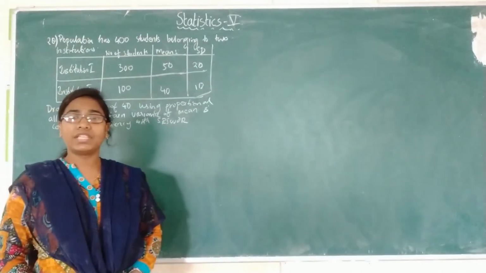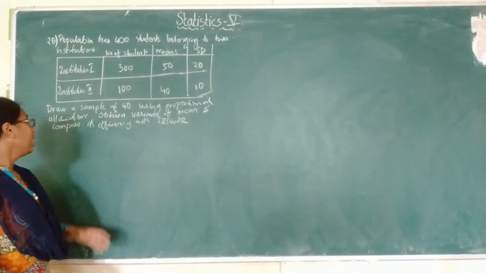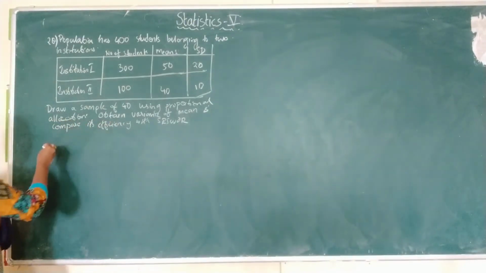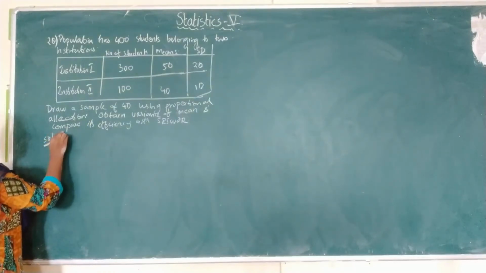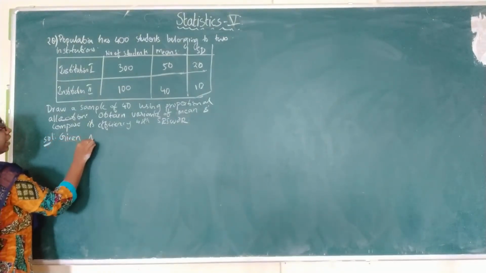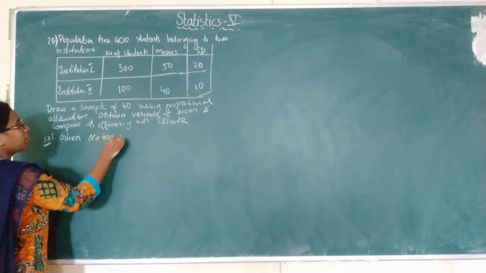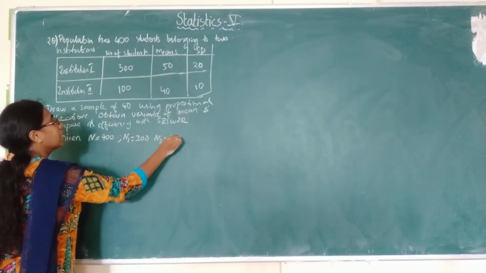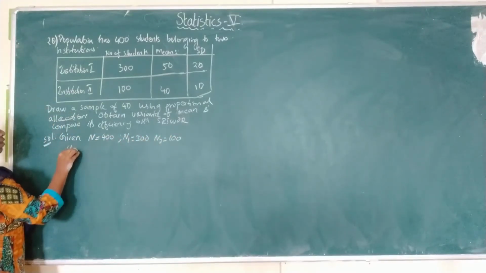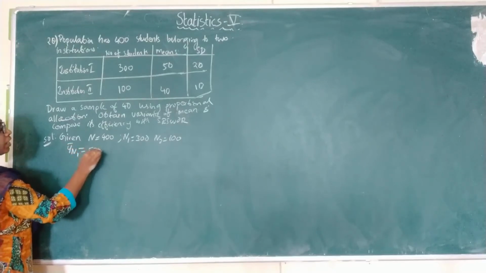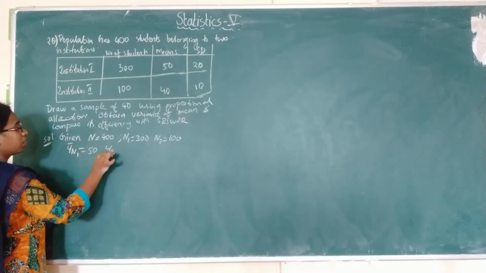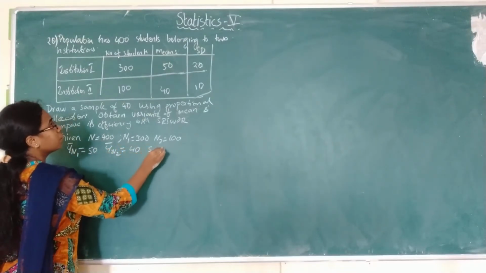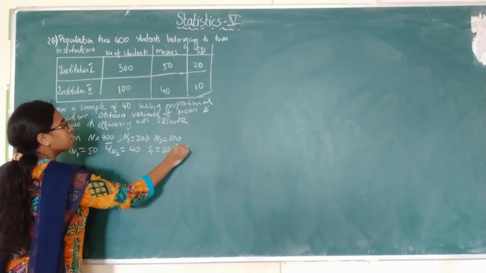So we have to find the variance of the mean and compare the efficiency with simple random sampling without replacement. So coming to the question, write down the given values. Given N equals 400, N1 equals 300 and N2 equals 100. Similarly, means are given. So Y1 bar equals 50, Y2 bar equals 40 and S1 equals 20 and S2 equals 10.